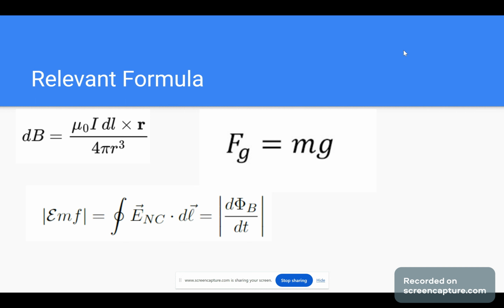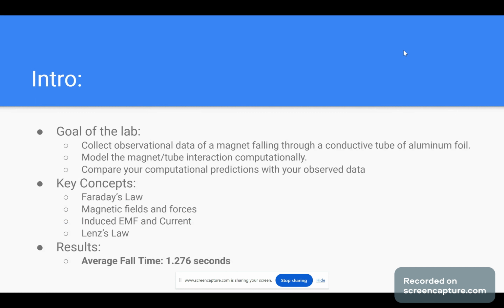Essentially, it's saying that if something's moving, changing in time, nature wants to stop that as much as possible. And so, for the purposes of our lab, that changes in velocity. And so, the way that nature is going to try to change that is the new magnetic force is going to oppose that of the force of gravity, not totally canceling it, but somewhat making up for it. And just to go back, the preview of the results, the average experimental fall time was 1.276 seconds in the tube.